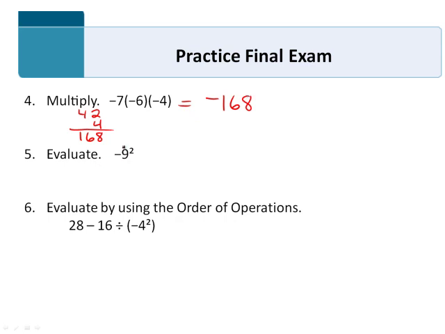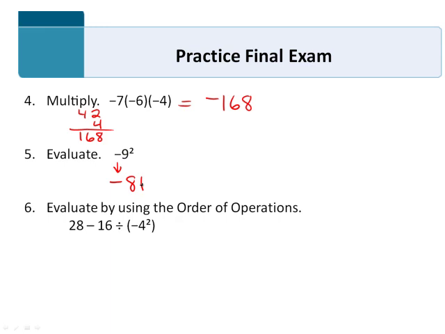Number 5, this is that hard exponent problem. If there are no parentheses with that opposite sign there, remember you bring the sign straight down into your answer. It's going to be negative all the time, no matter what. And 9 times 9 would be 81, so negative 81.